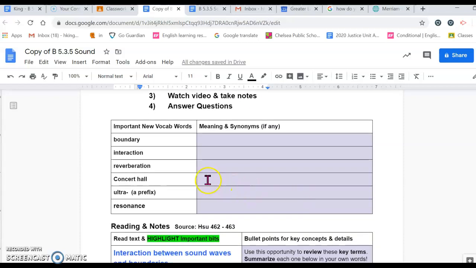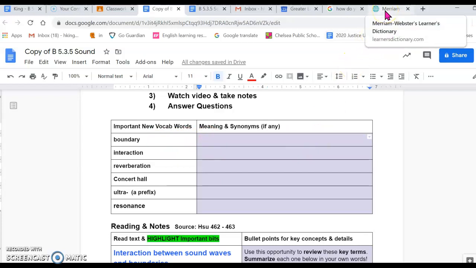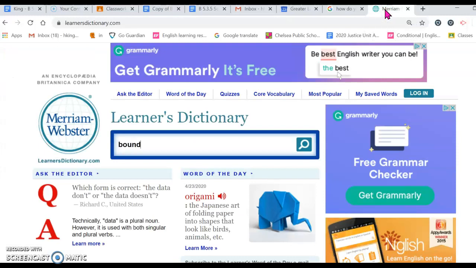So again, we've got some vocabulary words that we're going to go over: boundary, interaction, reverberation, concert hall, ultra, and resonance. Okay, so boundary, I know like when it gets to the end of my yard, I think of a boundary. For the purposes of learning and just being in the context of physics, I'm going to use my dictionary link to look that up, just to double check myself and see if there's a technical term that I need to think about. Okay, so boundary, here we go.